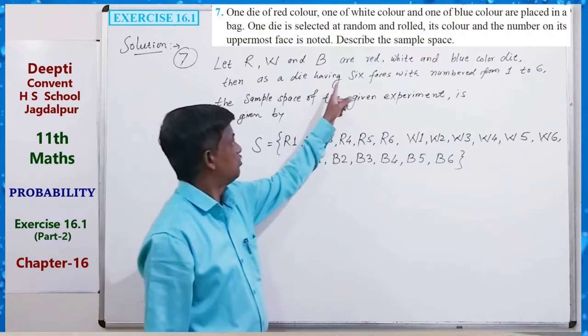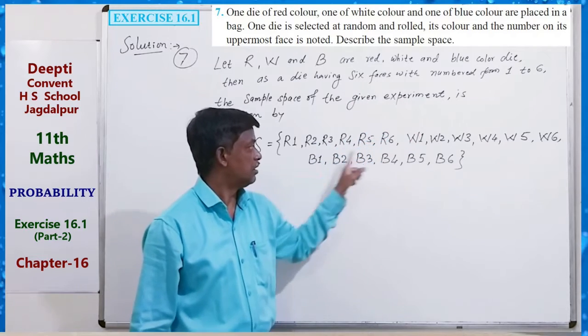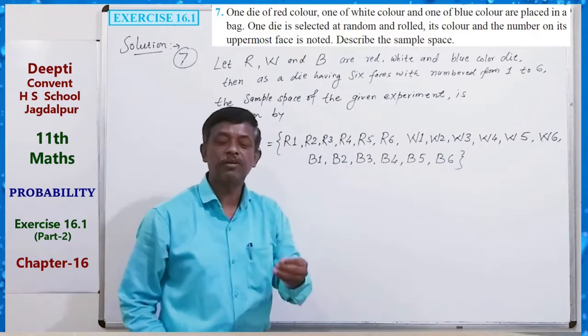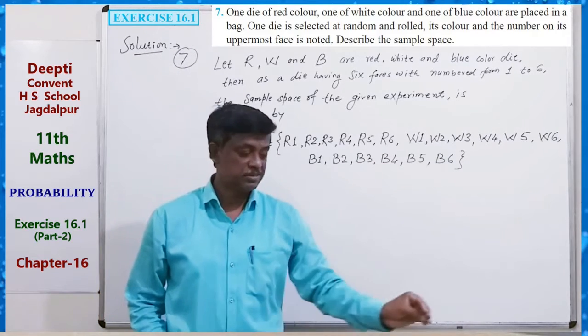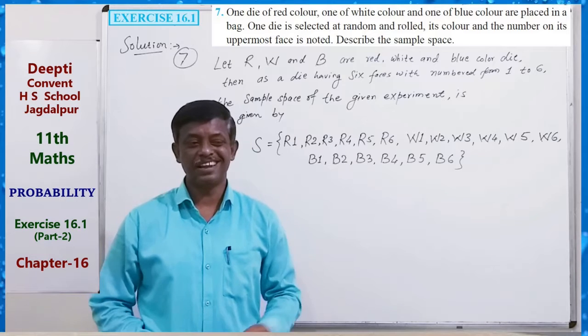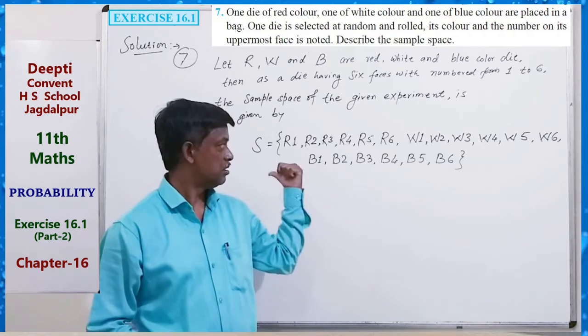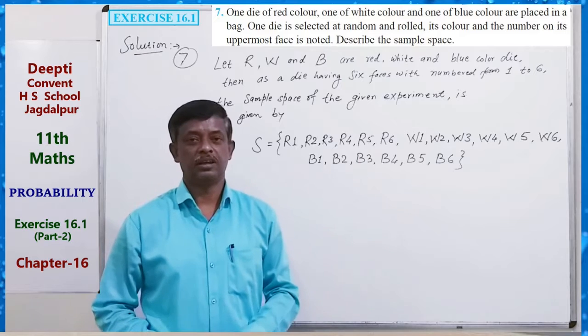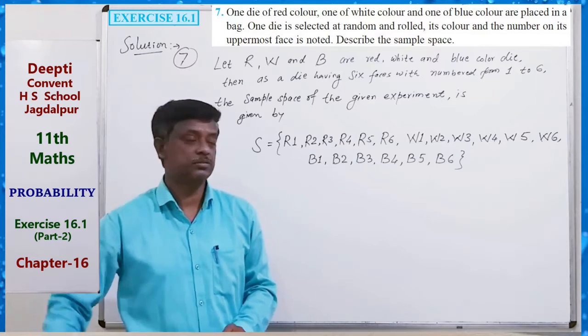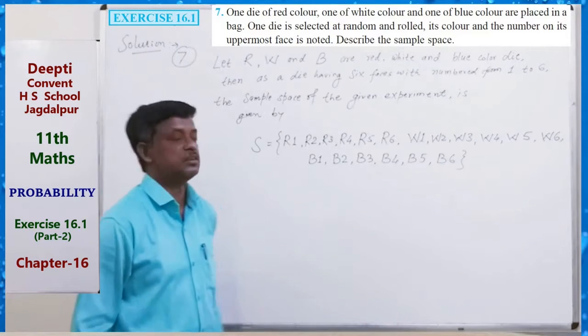So by denoting, you can write like this. This is the sample space. That means these are the outcomes of our experiment. The experiment is what? Selecting a die from the bag and rolling it, noting the color R, W, B, and then with each color the number may be 1 to 6. That's why these are the sample space.